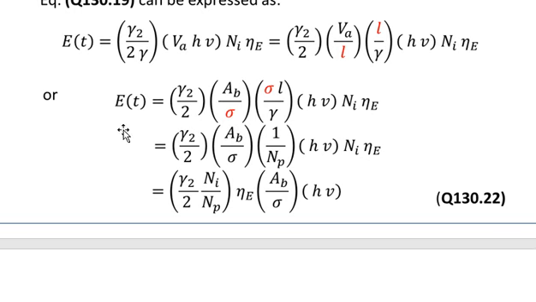On the left hand side, we have the energy of the pulse as a function of time, and on the right hand side we have the given parameters, and all the parameters in equation number 22 are now known to us. So we can determine the value of the pulse energy as a function of time using equation number 22.